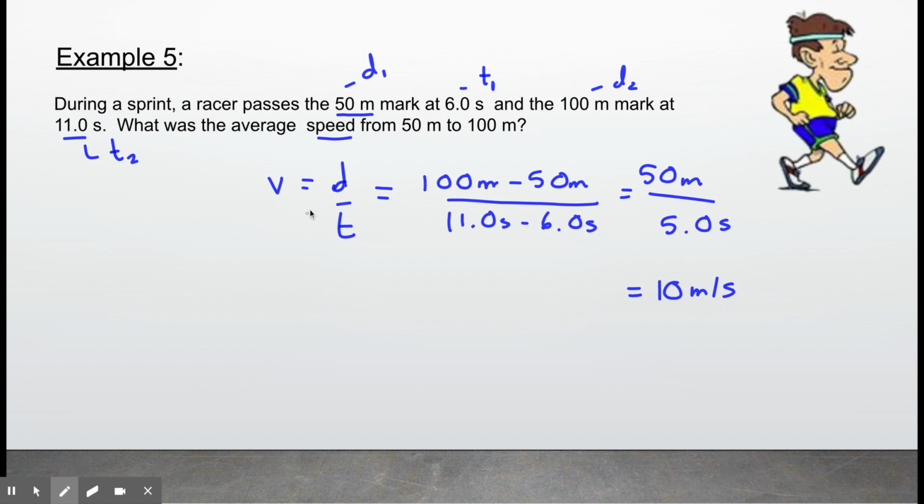Okay, check my sig digs. I actually only get 2 here, 6.0 and 50. So 10 meters per second. No direction needed because this is speed. Okay, that's all there is to it.